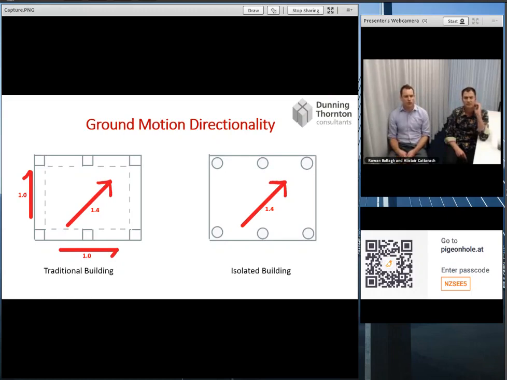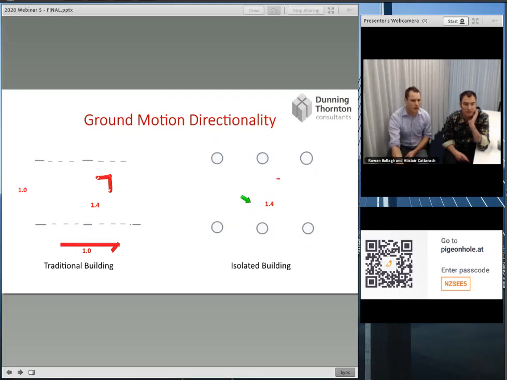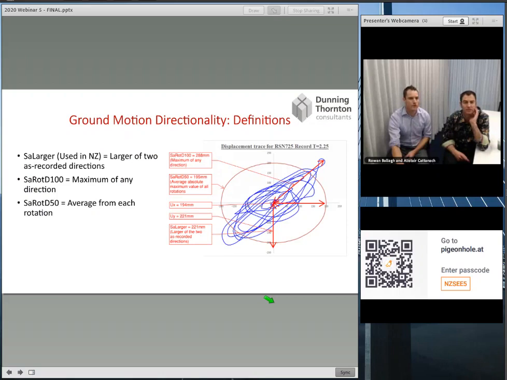for an isolated building, you'll experience all possible movements, the maximum of which is probably at an angle to the as-recorded directions.